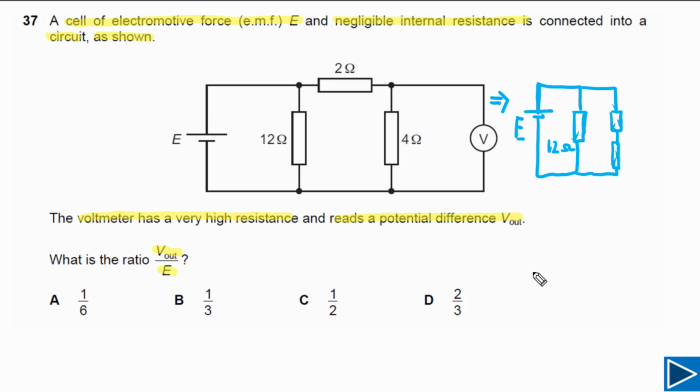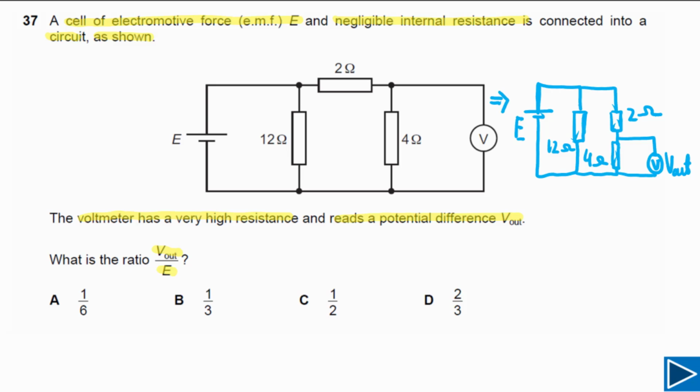So simply we can connect a voltmeter here. This is connected across the 4 ohm resistor, and the reading on this one is V out. This resistor has a resistance of 2 ohms and this is a resistor of 4 ohms. Now simply we need to find out the ratio between V out and E.